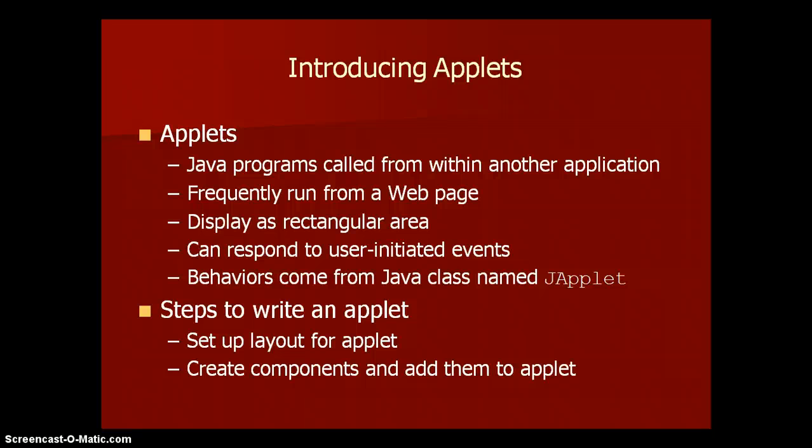A Java applet is a Java program called from within another application, frequently. It is a small Java program which runs on the browser via internet. Till now we created programs which ran on the console, but now we want to run a program that we insert in our web pages. As per our slides, it is a Java program called from within another application, frequently run from a web page, displayed as a rectangular area, can respond to user-initiated events, and its behavior comes from the Java class named Applet, right?